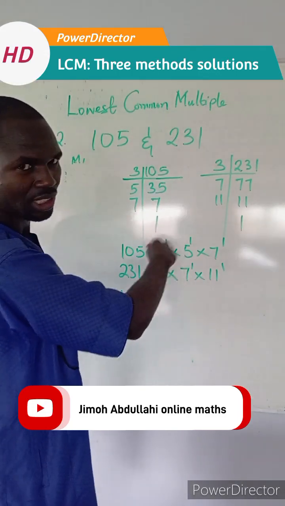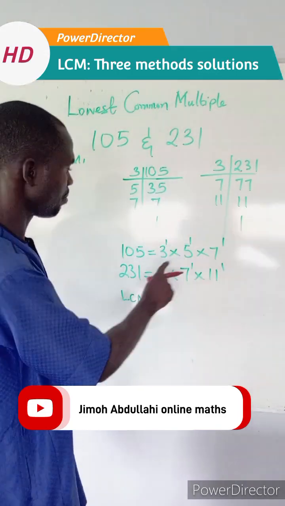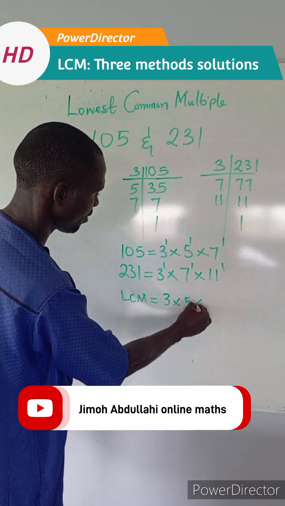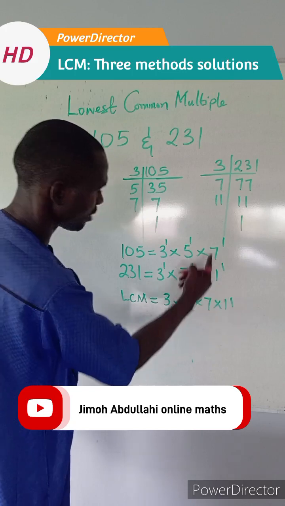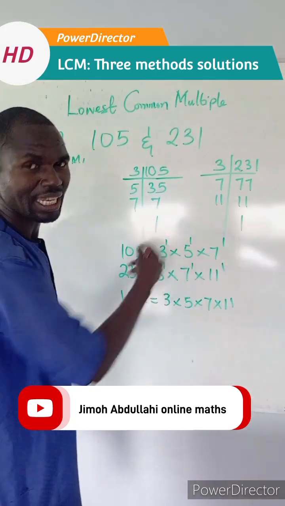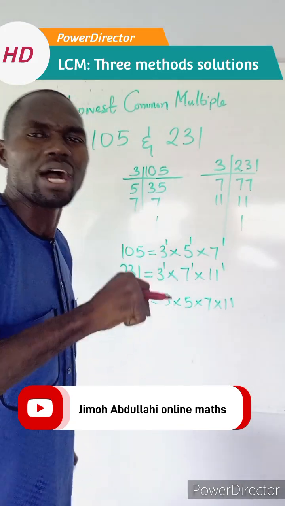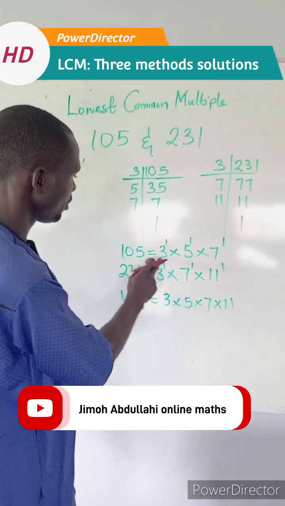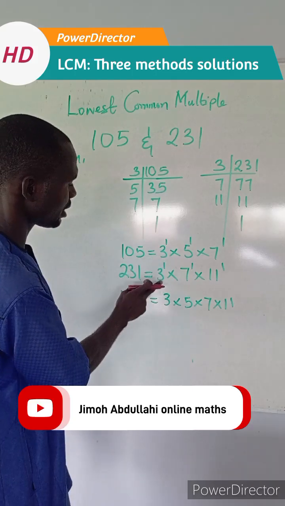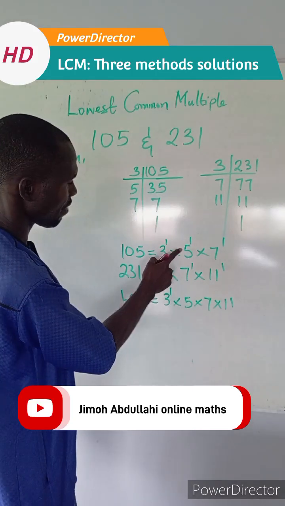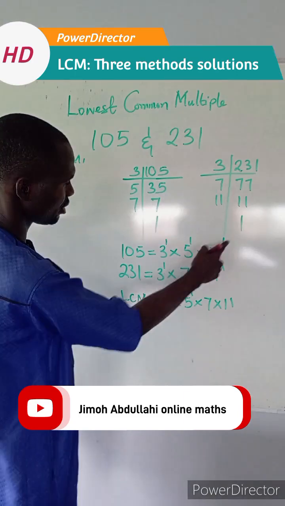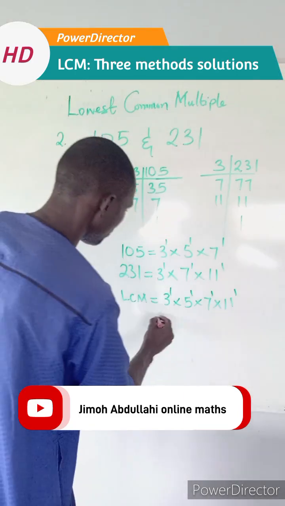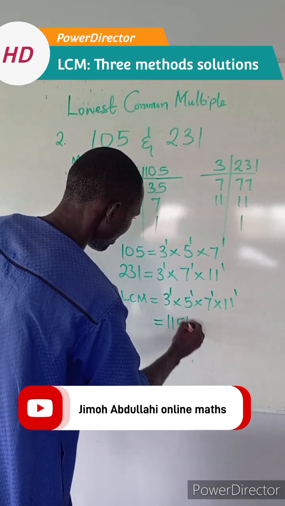The prime factors here, you are going to write it down. The prime factors here are 3, 5, 7, and 11. That's the prime factors we can get. Now you will be checking the highest power of the prime factor of each value we have here. For 3, the highest is 1. 5 is only 1. 7 is 1. 11 is 1. Then you multiply everything together to give you 1155.